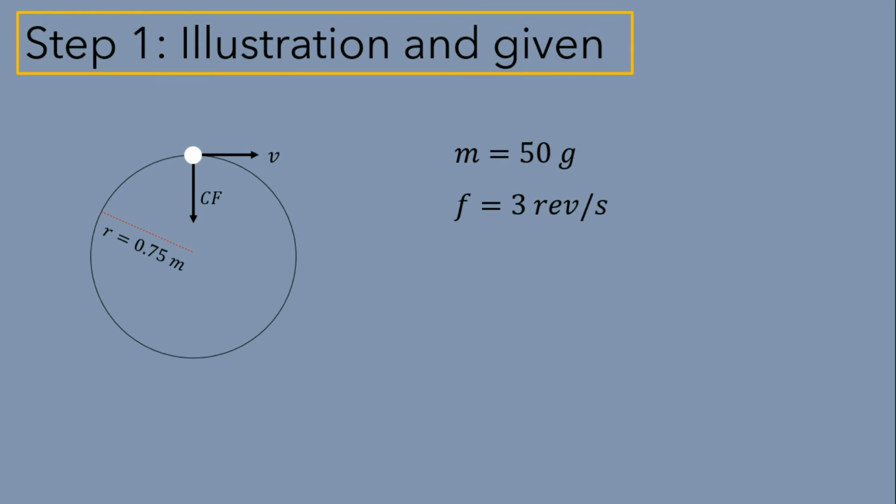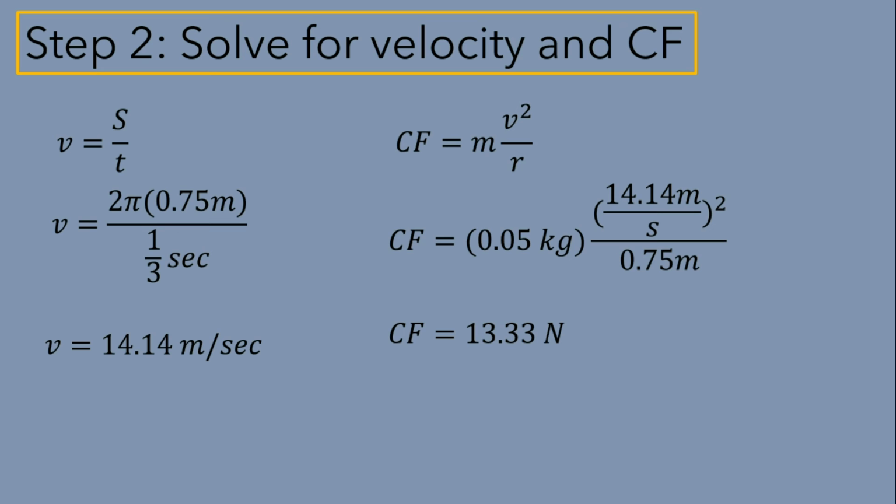So we have this illustration and the given. So we have the CF, which is acting toward the center ng circle. Then we have the radius 0.75 meter. And then we have the mass na 50 gram. And then frequency is 3 revolutions per second. So step 1, since we will need a velocity, we have to solve that first.